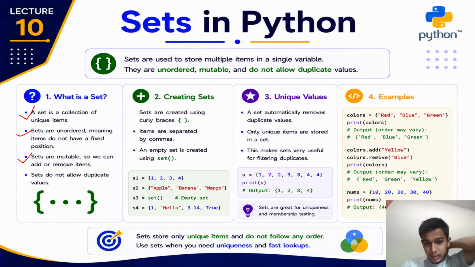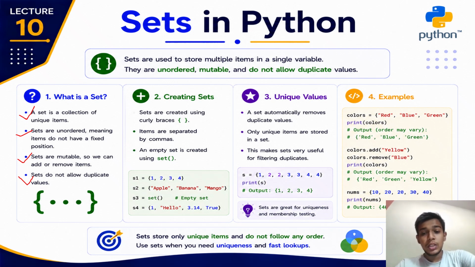So remember these points. Sets do not allow duplicate values. I told you that. So remember these 3 points. Sets are unordered, mutable, and they don't have duplicate values. Now let's see how we can create sets.